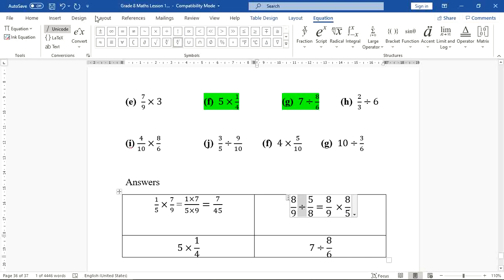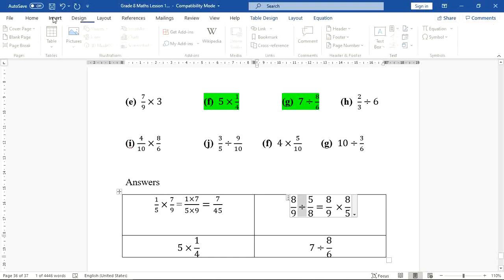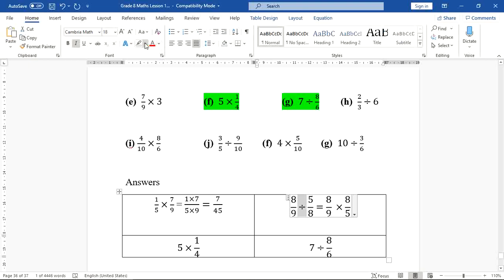The division sign is changing to multiplication. And then the second fraction, we just flip it. We call that a reciprocal. 5 over 8, if we take the reciprocal of that, we get 8 over 5. Now we can move on to the next step by multiplying.